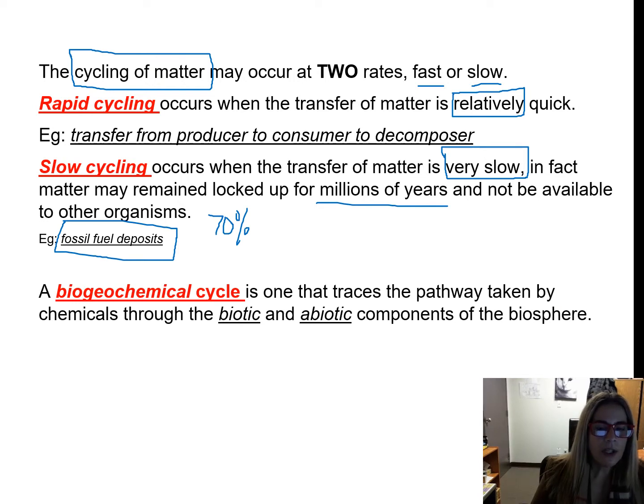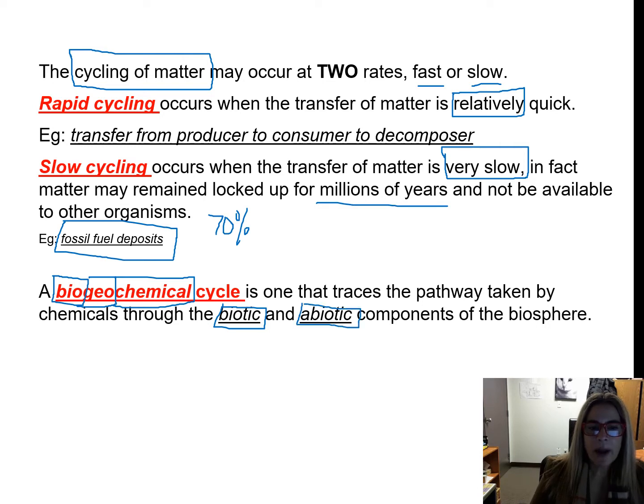So when we talk about biogeochemical cycles, let's just break down that word. Bio, of course, means living. Geo means earth. And then chemical. So basically this means the cycling of materials through the living and the non-living, or the cycling of chemicals through the living and non-living components of the biosphere, in other words, the biotic and the abiotic.